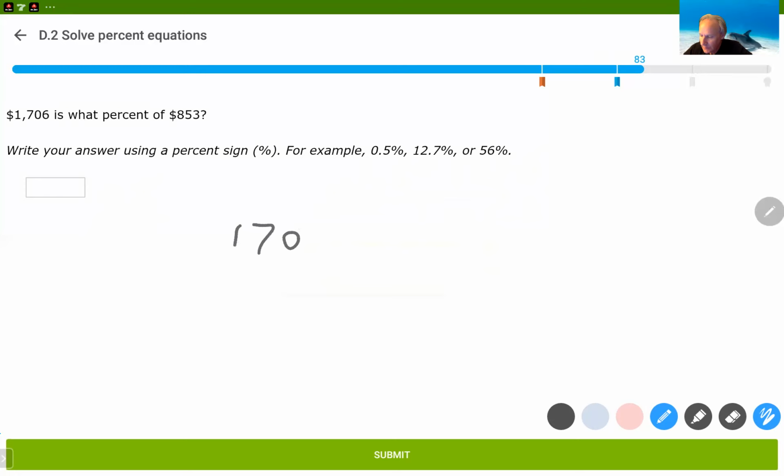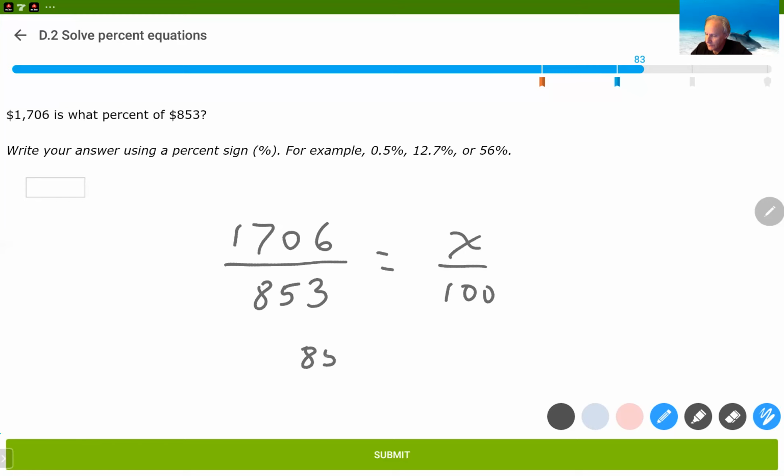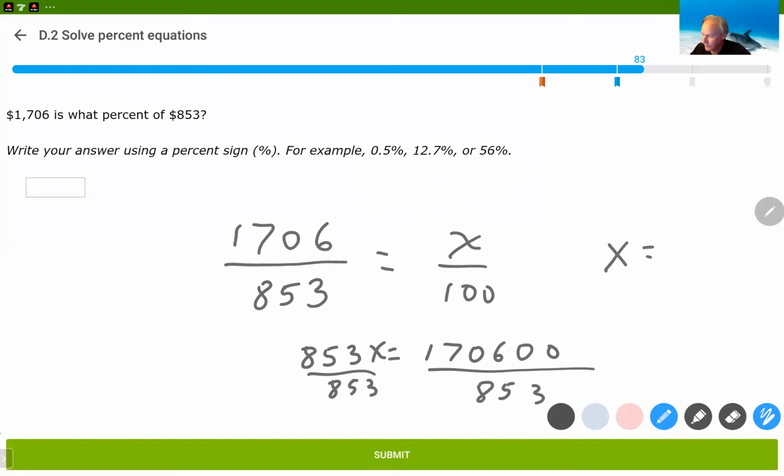1706 is what percent of 853? Now this is an improper fraction. We want this as x over 100. We can cross multiply and solve it. Looks like I'm getting a little lag here in my screen. I'll go a little slower. We cross multiply. 853 times x is equal to 1706 with a couple zeros. I said, divide by 853. And let's see if our number sounds reasonable.